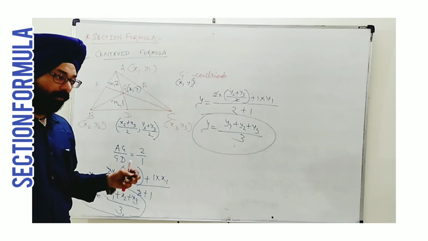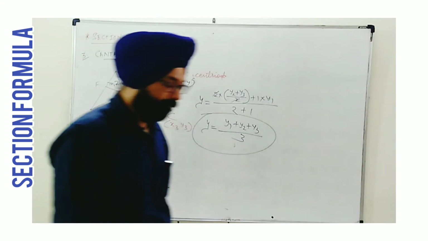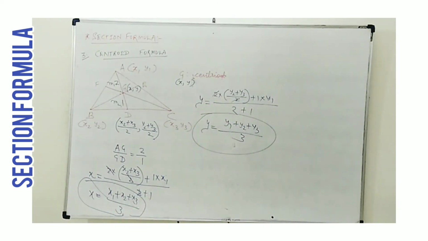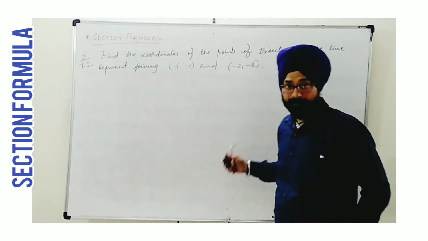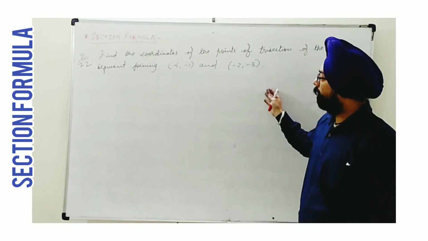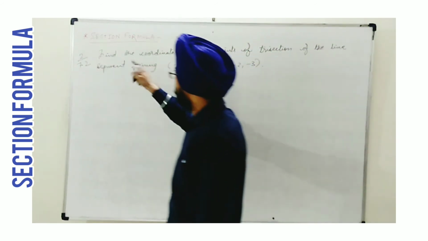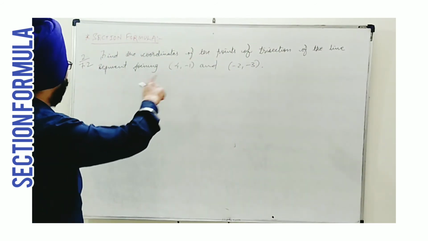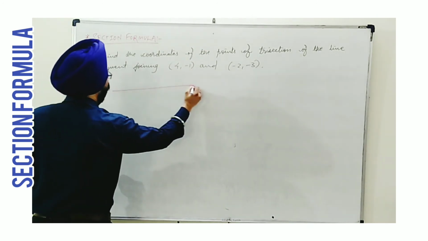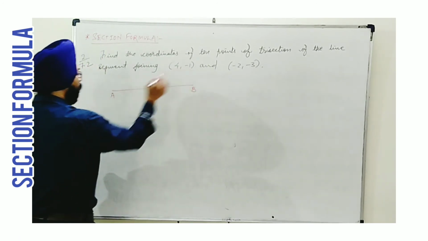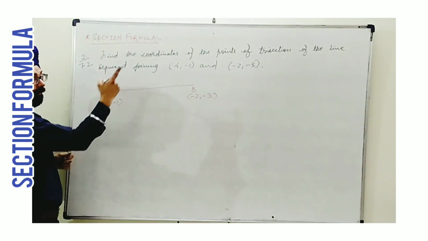Now we will think of questions based on this concept. Let's see. Here I have taken the first question based on trisection, and this is actually NCERT 7.2 question number 2. Find the coordinates of the points of trisection of the line segment joining the given points. In the concept, as I said, when two points A and B are given, their coordinates we can consider to be 4, -1 and -2, -3. We need the points of trisection.